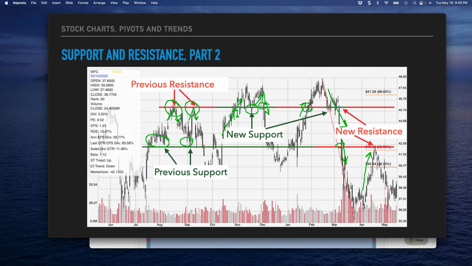It broke above that, then used this same level as new support in late February. Was able to rally a little bit, then it broke back down below it again. Now it is again a resistance level for the stock as well.